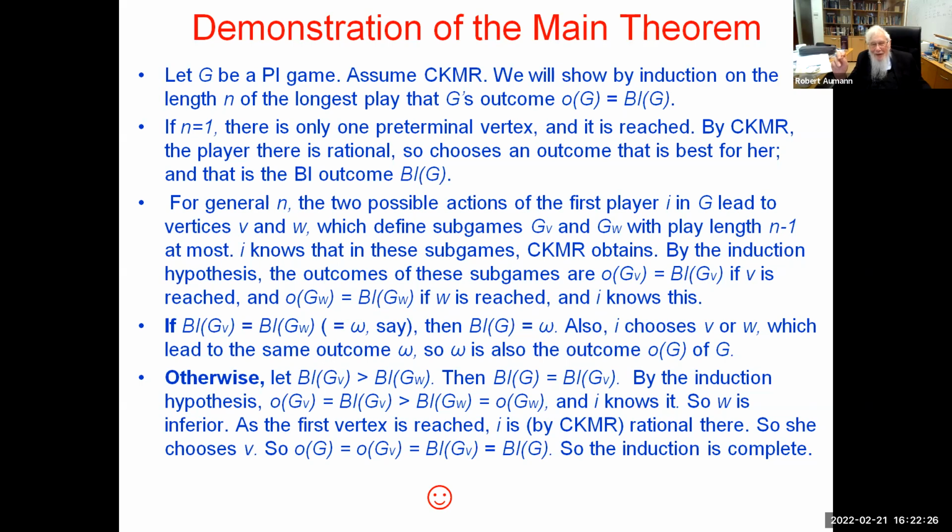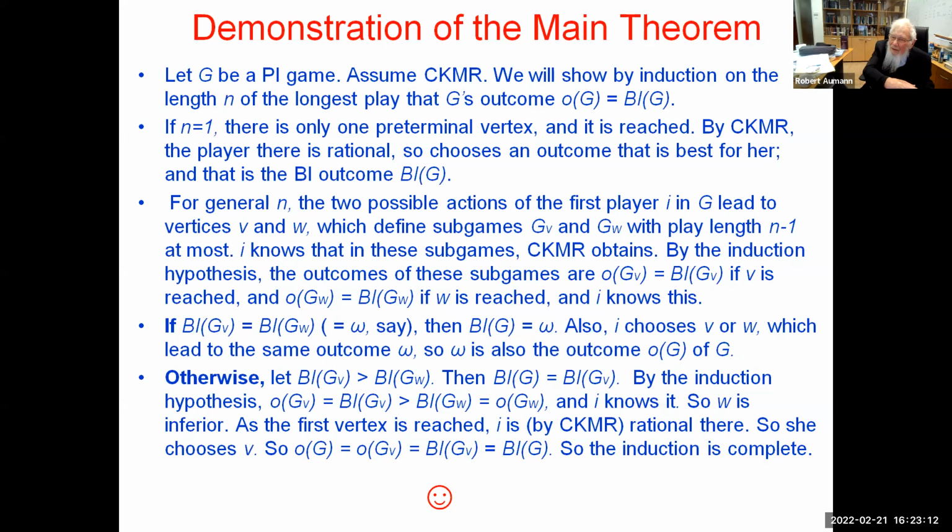Okay, good question. So if GV is reached, then CKMR obtains there. And if GW is reached, then CKMR obtains there, okay? Now we're saying which one is reached. It's up to me to say which one is reached. In other words, the player I determines which one is reached. Whichever one is reached, common knowledge of rationality obtains there.